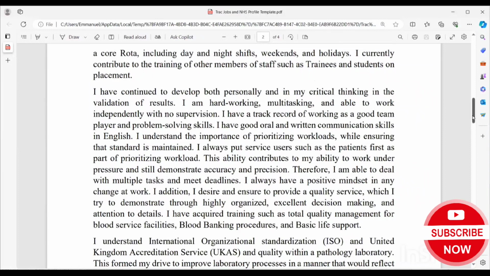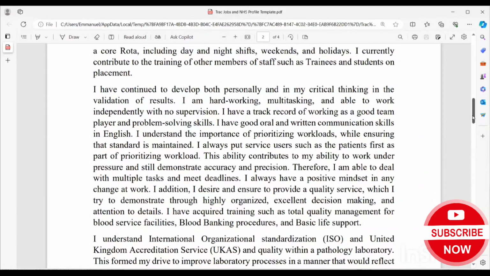Now, I've continued to develop both personally, so now critical thinking and all of that. So you are still telling the story about yourself, your good communication skill, and understanding of the importance of prioritizing workload while ensuring that the standard is maintained. I always put service users, such as the patient, first, as part of prioritizing workload. You see, now you are saying these are the things they ask you. Okay, so you can mention all of that.